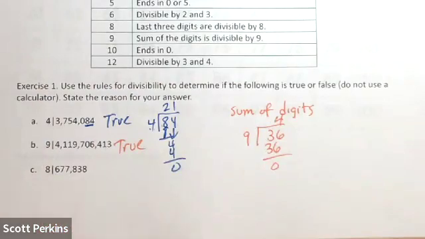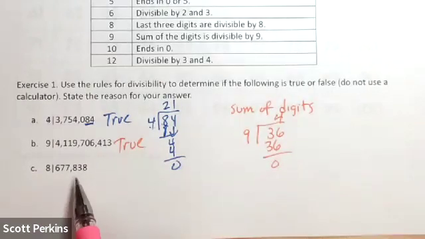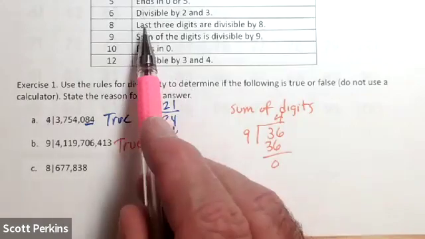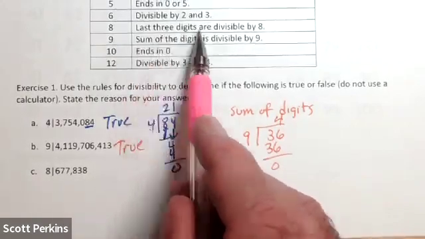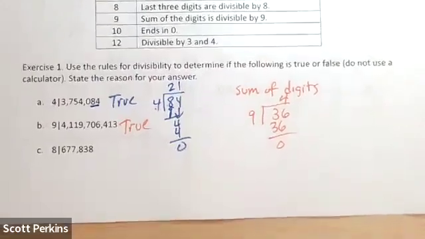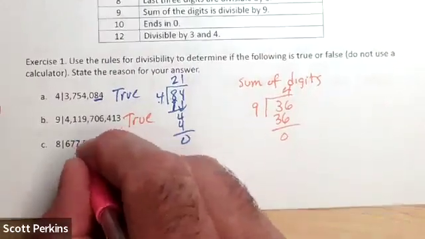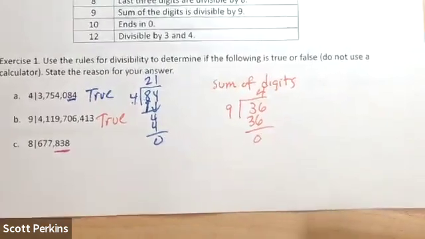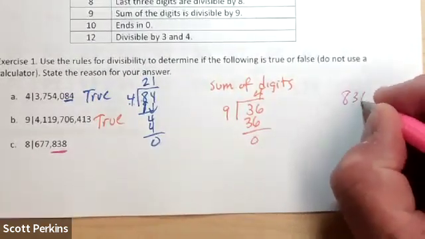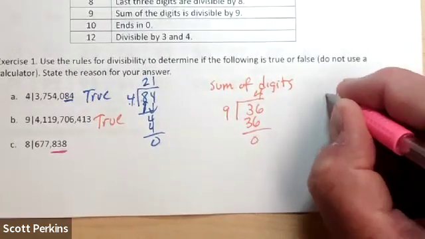Last one, I want to know, is that number right there, 677,838, divisible by 8? Well, for the test for 8, I look up at my box. The last 3 digits are divisible by 8. So I only have to worry about 838. So let me come over here to my scrap work, 838. And I'm going to see, does 8 divide into that?